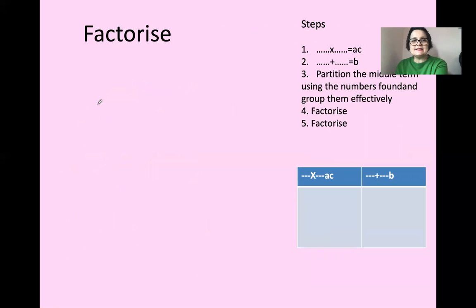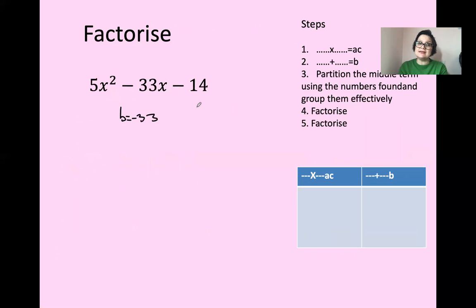Let's have a look at this example. Now here, we have to be a little careful because b is minus 33, so it's negative. And also c is negative, c is minus 14, okay? A is, again, not 1, a is 5. So AC, 5 times minus 14 equals minus 70.